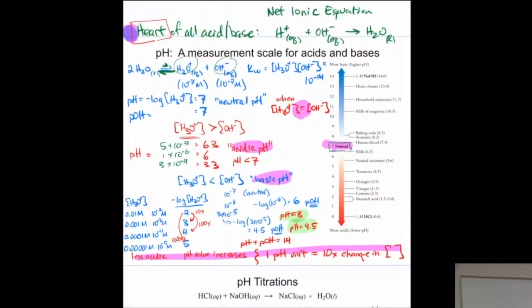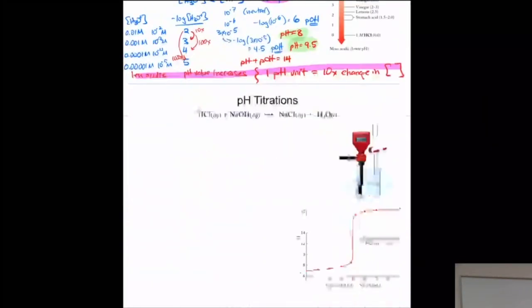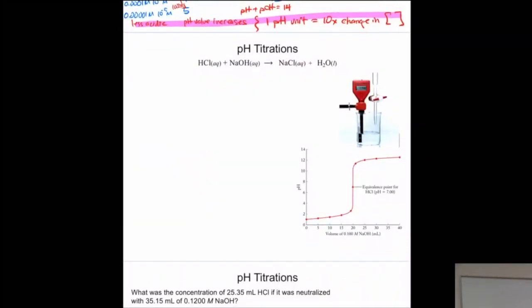Now, I promised you we're going to talk about titrations today to set you up for the lab. So let's go ahead and do that. Let me start by just saying that the titration itself is just a technique. In fact, it's a quantitative technique. And it allows you to determine the concentration of an acid using a known concentration of base, or vice versa.